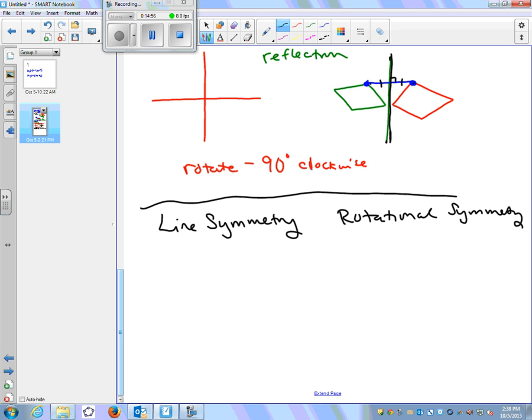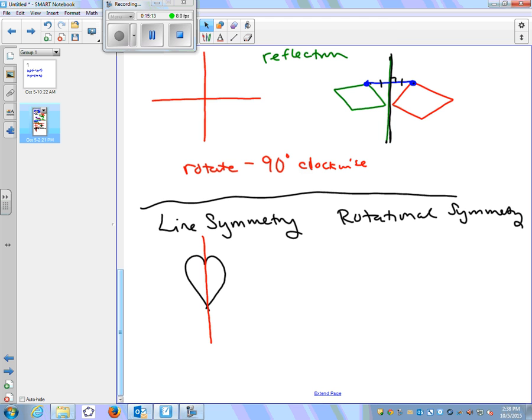Okay, line symmetry is when a shape has a line that you could draw down, think of it as a folding line. If you folded it on that line, the two halves would look exactly the same.